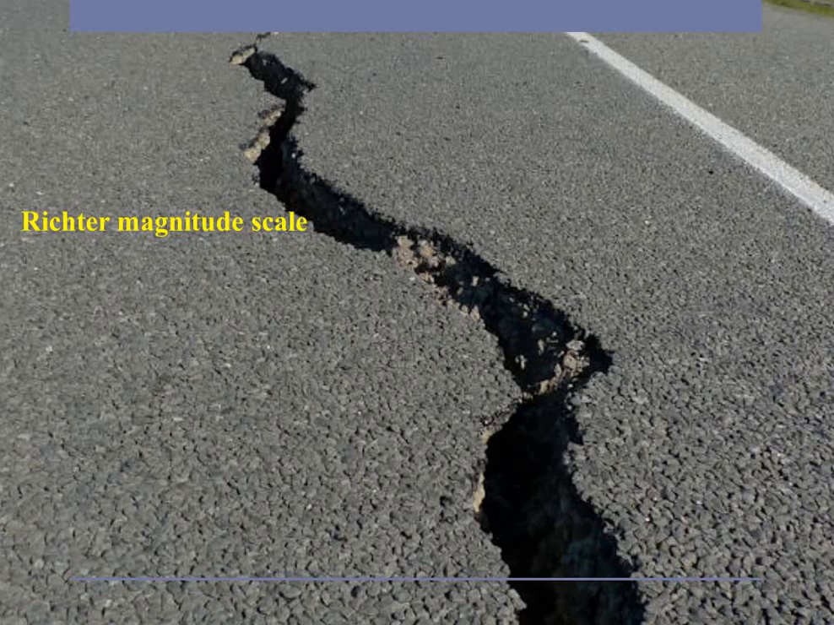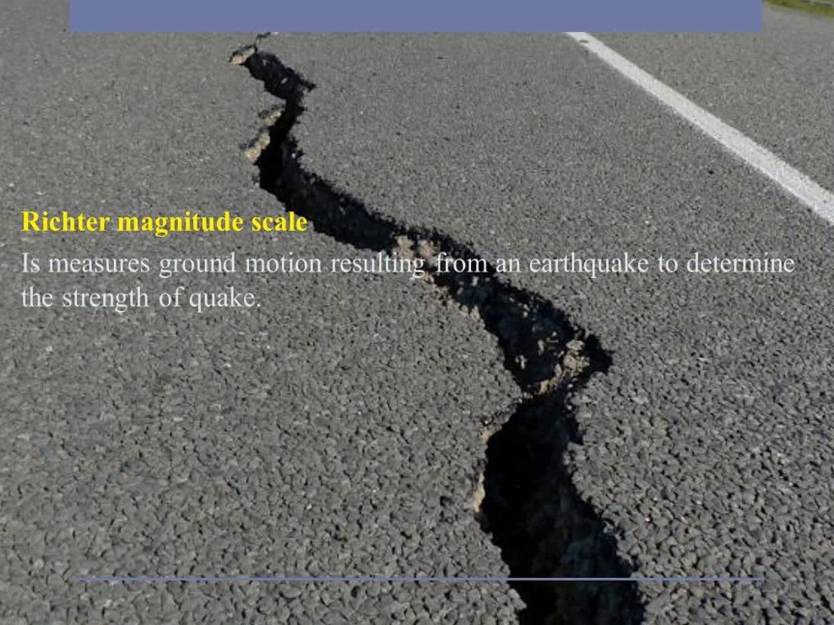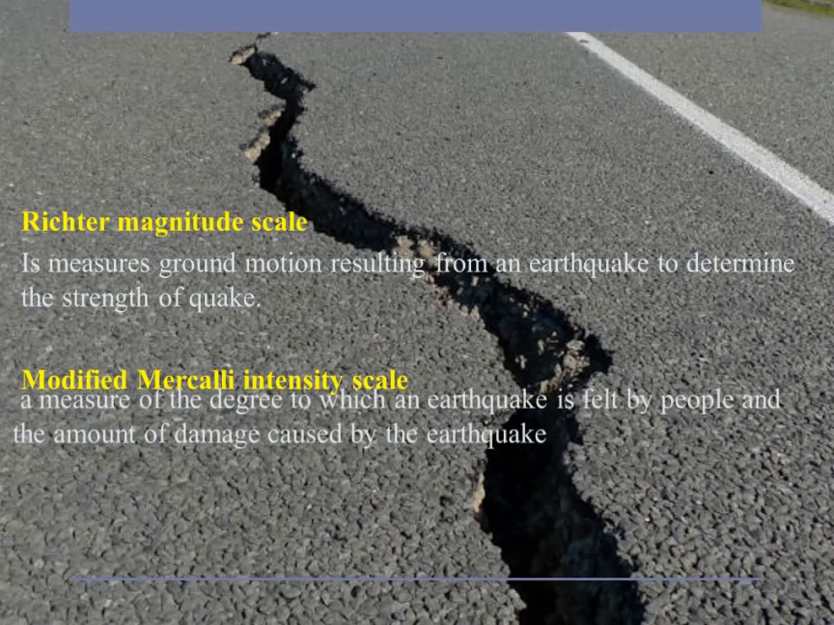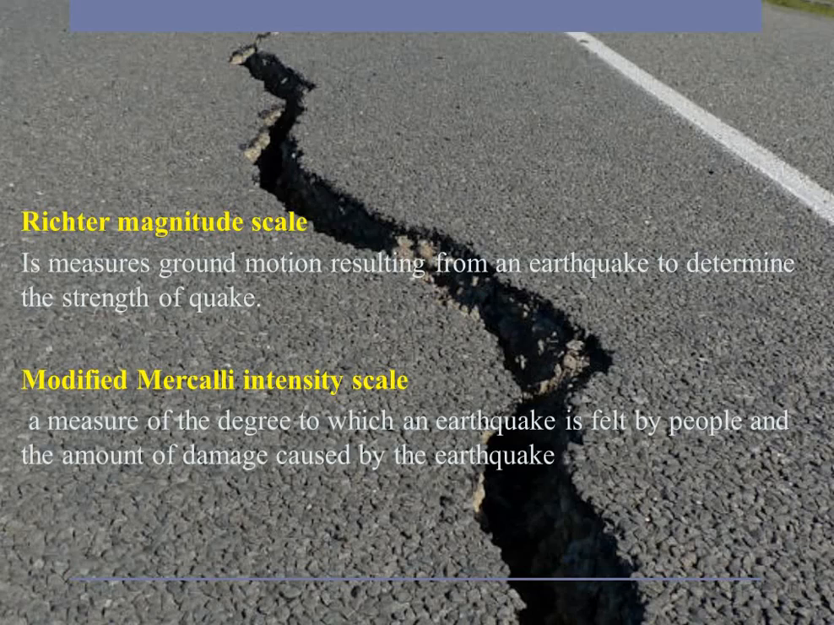Richter magnitude scale measures ground motion resulting from an earthquake to determine the strength of the quake. Modified Mercalli intensity scale, a measure of the degree to which an earthquake is felt by people and the amount of damage caused by the earthquake. So this is the difference between Richter magnitude scale and modified Mercalli intensity scale.